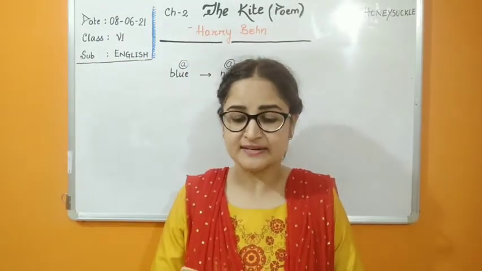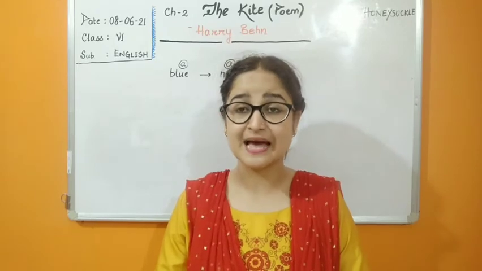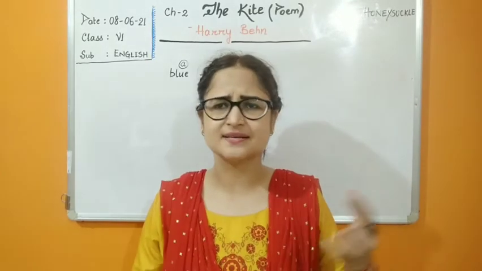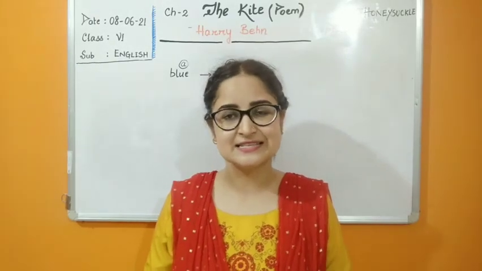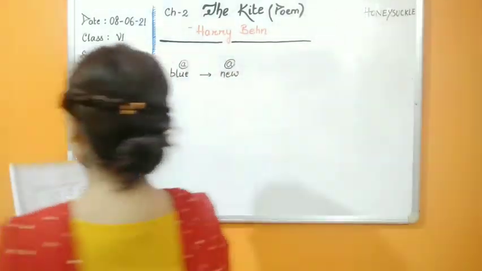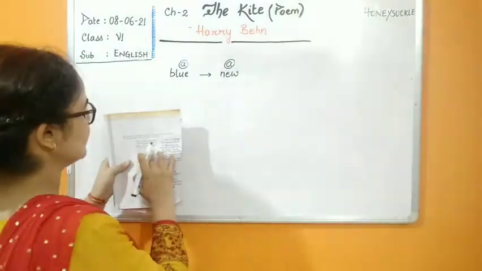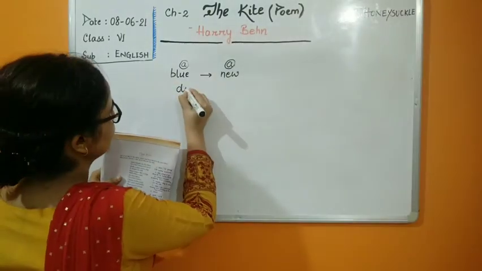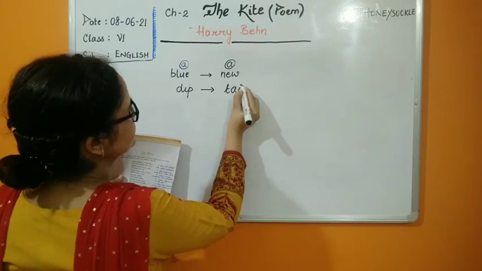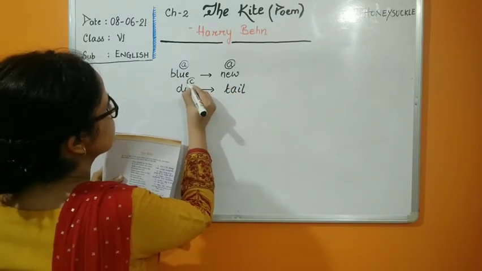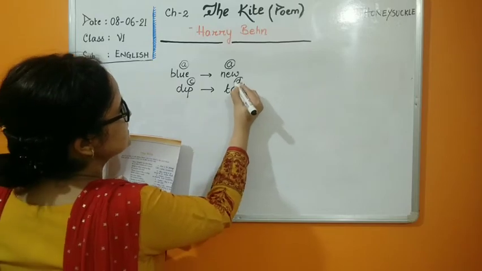Again, with a dive and a dip, it snaps its tail. The last words are dip and tail. So dip doesn't rhyme with tail, so they are quite different. So we will take this as C and this one as D.